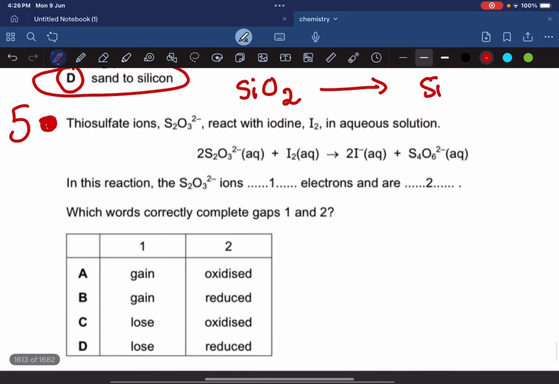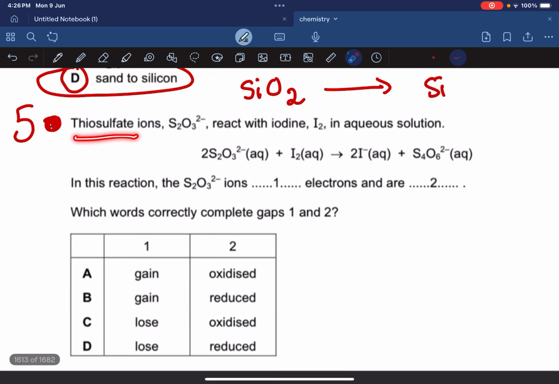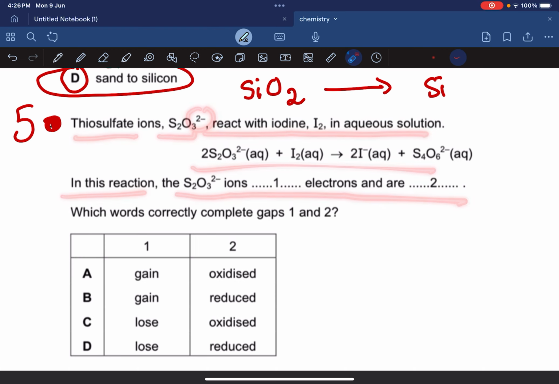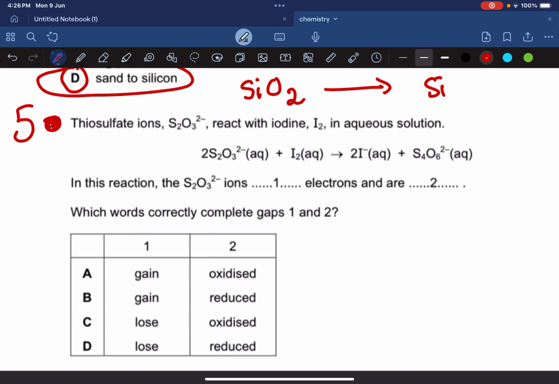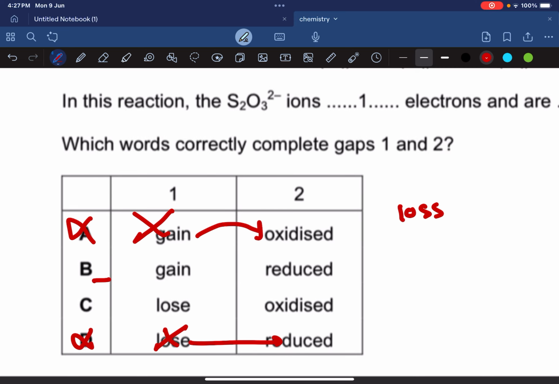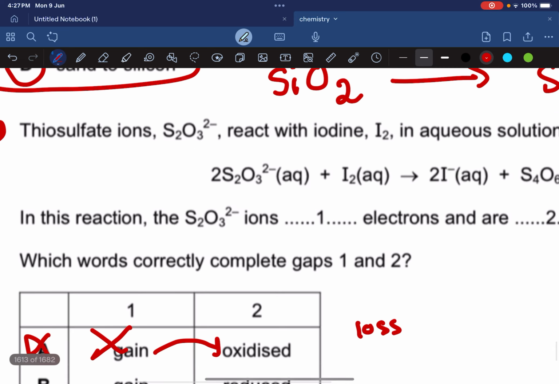Okay, another beautiful MCQ. Thiosulfate ions, S2O3 2-, react with iodine, I2, in an aqueous solution. In this reaction, the S2O3 2- ions dash electrons and are dash. Firstly, you need to realize that gain of electrons is not oxidation. Loss of electrons is oxidation, and loss of electrons is not reduction. So A and D are crossed out. Now it is either B or C, and we have to figure it out.